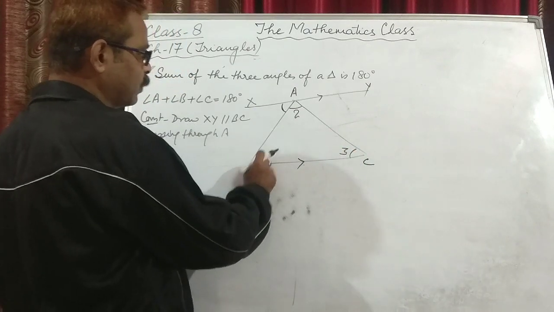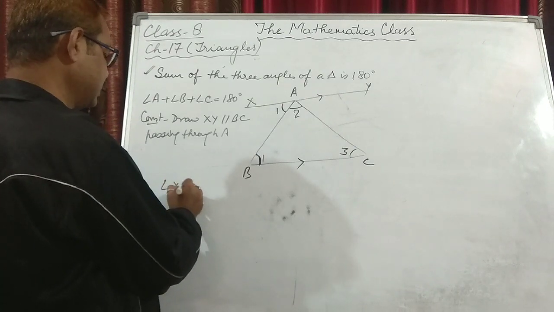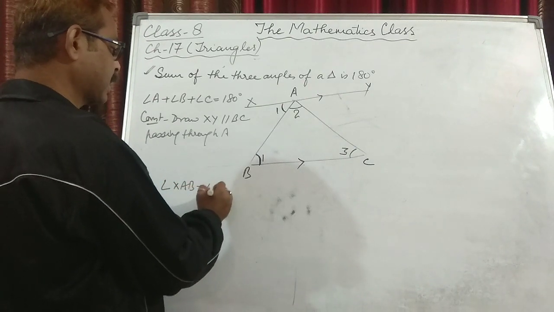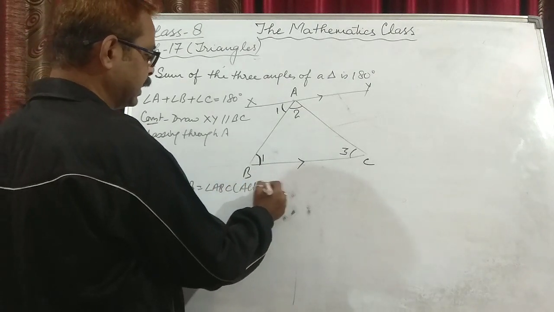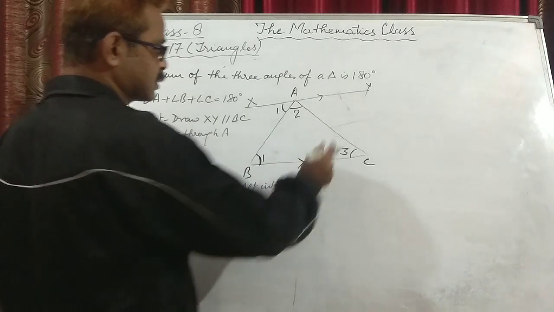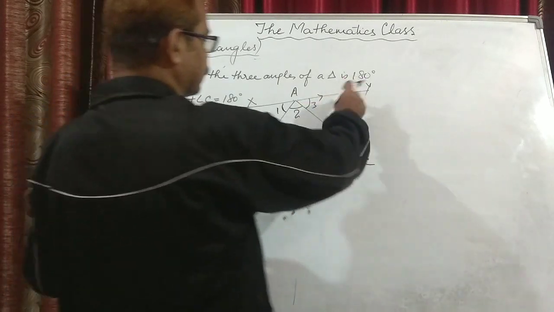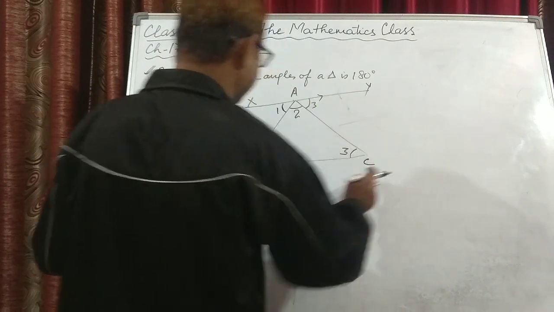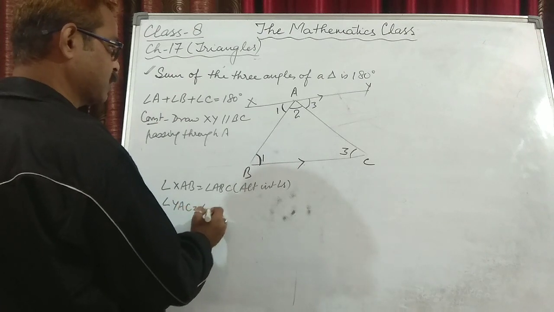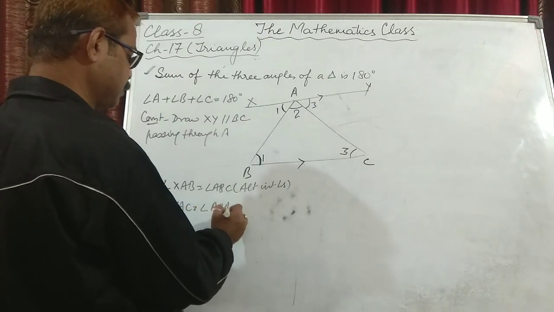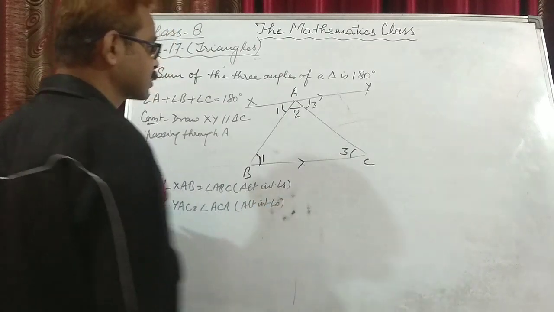So this angle 1 will be equal to this angle, means angle XAB is equal to angle ABC. Why? Because they are alternate interior angles. Similarly, this angle 3 will be equal to this angle, again because these two parallel lines are intersected by a transversal. So we can say angle YAC is equal to angle ACB. Again the reason is same, alternate interior angles.